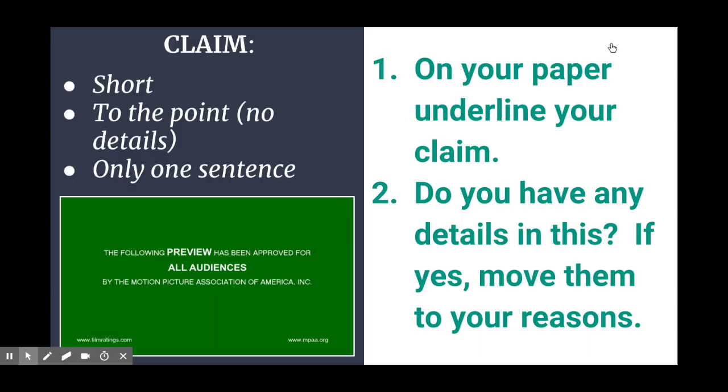Now, the claim that you just underlined, do you have any specific details in the claim you just underlined? If yes, then you may need to move the details to your reason section of your body paragraph. The goal of the claim is only to give us a brief, short preview, and well, that's it.